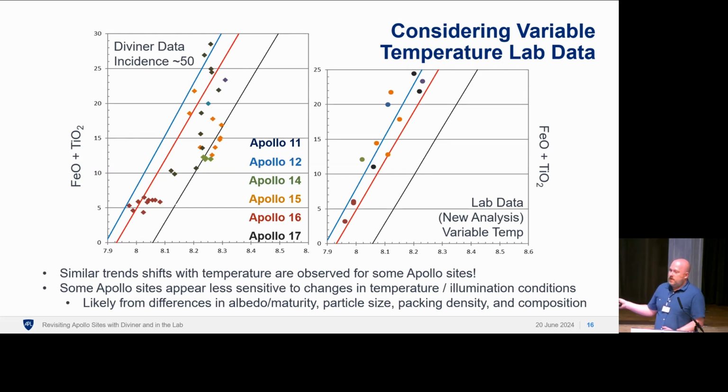In some of these areas, the thermal gradient is basically the same at noon as it is at 50 degrees. And so trying to understand that is the next step that we want to do. But like I said, we have lots of levers on what could be going on here. It could be albedo, maturity, particle size, packing density, or composition.